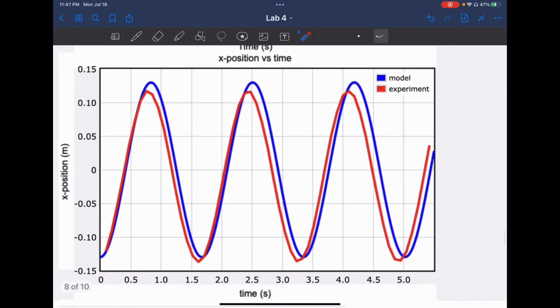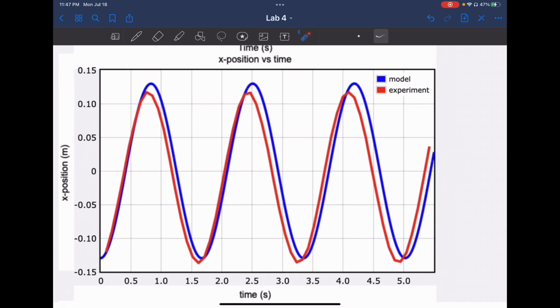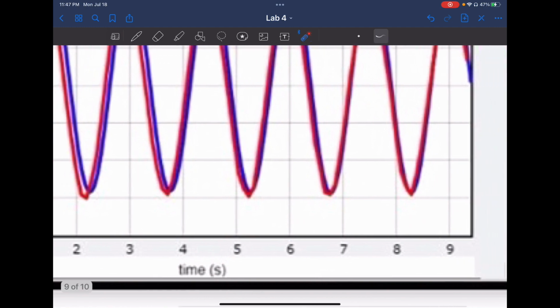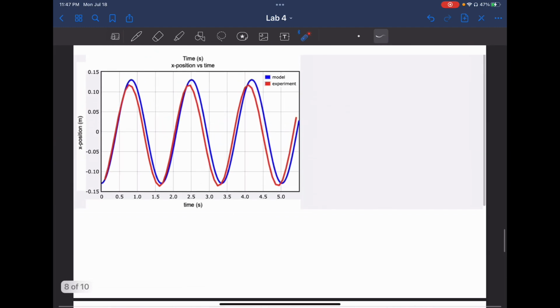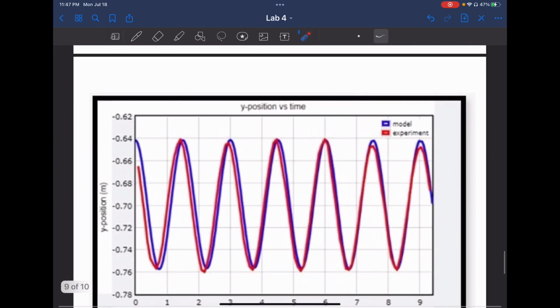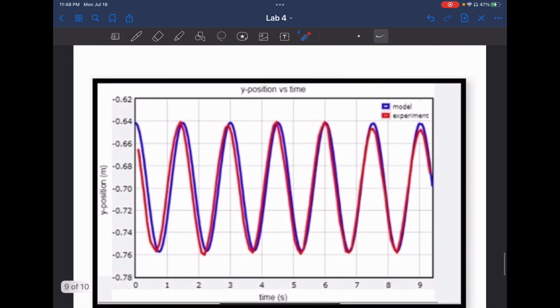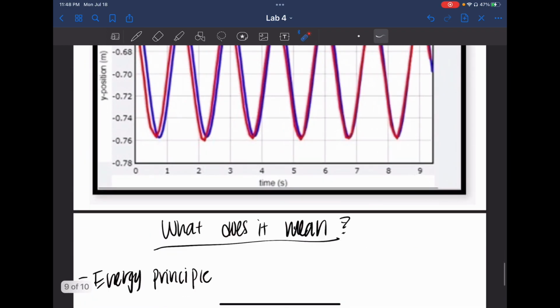And then this was the X data that I had, and this is the Y data. I didn't get all of the X data. I kind of stopped it early. That's why I changed the time. And then this is the Y data, and the model and the experimental values were pretty similar for both.